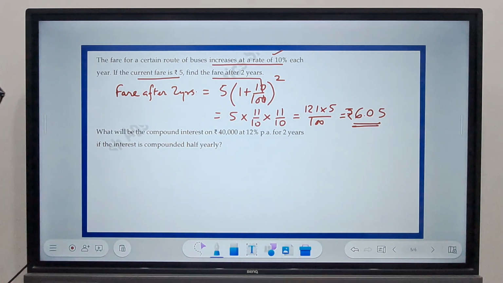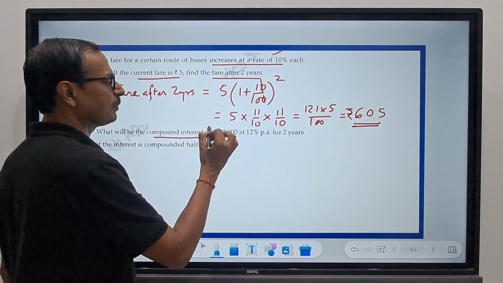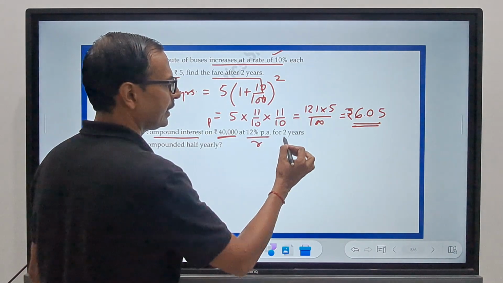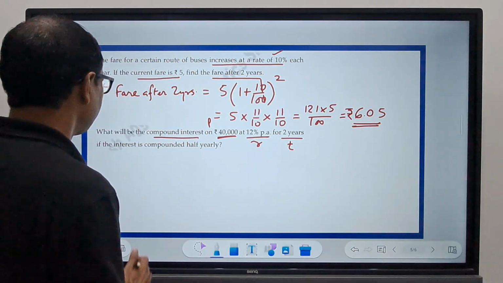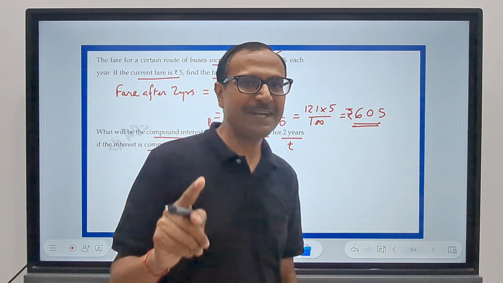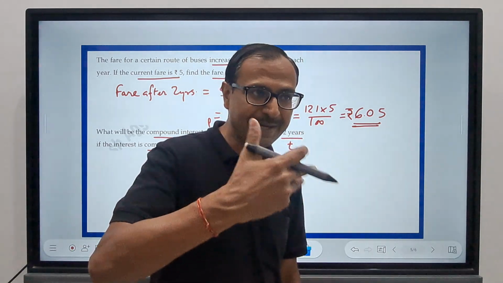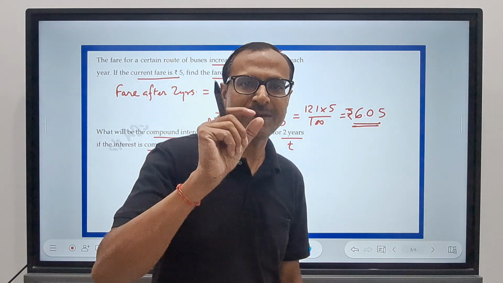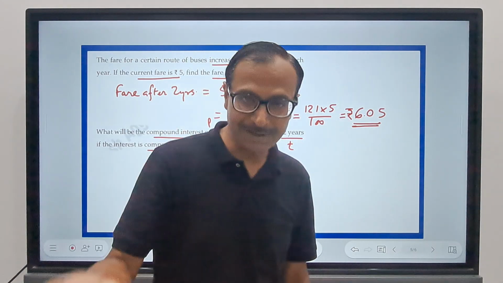Let's see another one. Here we are asked what will be the compound interest on this rupees, so P, this R and this T. So when everything is mentioned, where is the problem? The problem is compounded half yearly. Now what happens when the interest is compounded half yearly? When you are getting interest, you are paid interest after every 6 months. But when you are paying interest, you pay interest after every 6 months.